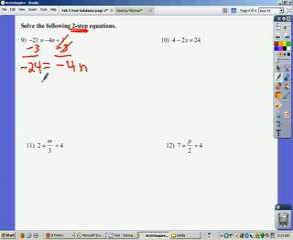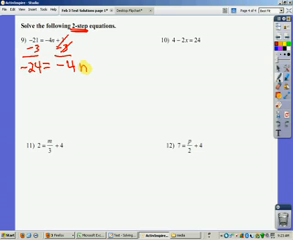Make sure you brush up on your addition and subtraction of positive and negative numbers. That's from the previous topic we've been covering. Alright, so how do I get n by itself? And remember, the whole idea is to get n by itself.